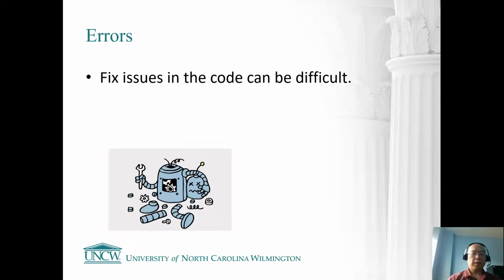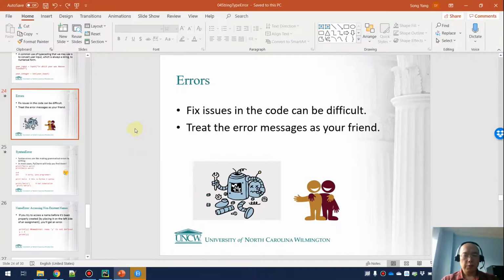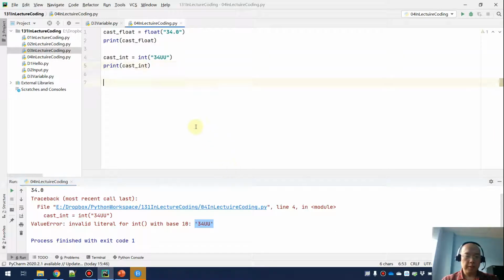Okay, now let's talk about the errors. And probably as we have seen while doing the programming, you will see a lot of errors. So for example, when I did this part, what I had was I'm trying to convert the 33UU as a string into an integer, and Python will say I can't do that. And then how do I read this error message?